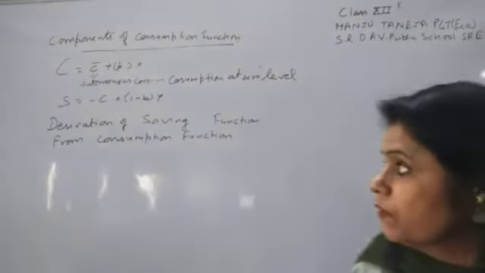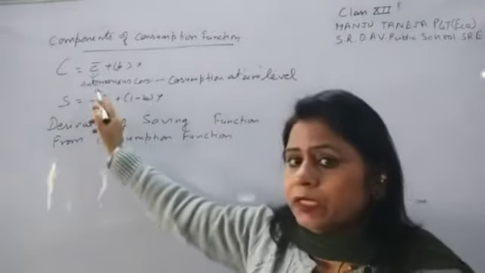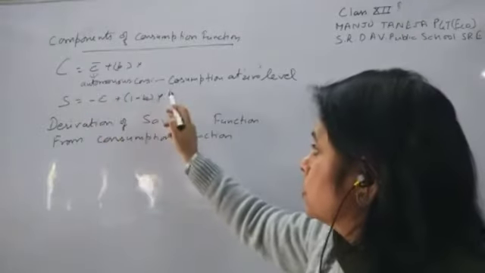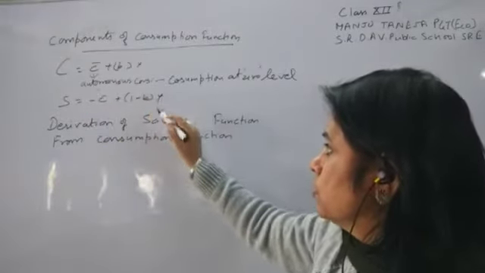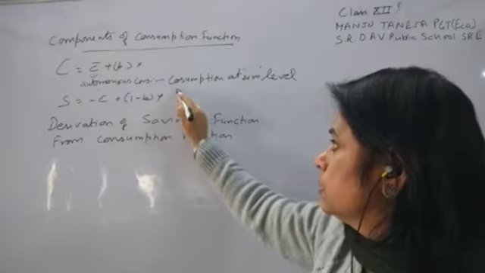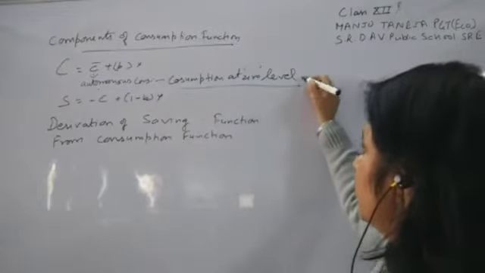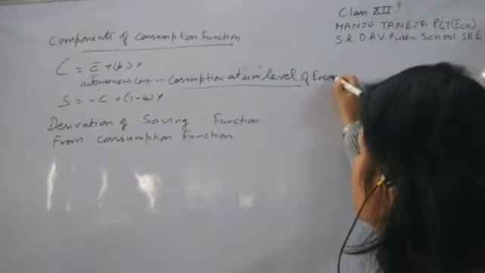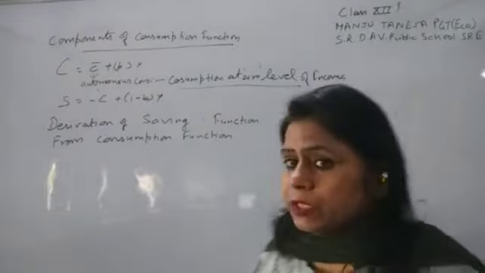What is the consumption function? The first component is autonomous consumption. What is autonomous consumption? Autonomous consumption is consumption at zero level of income, because we cannot live without the income.